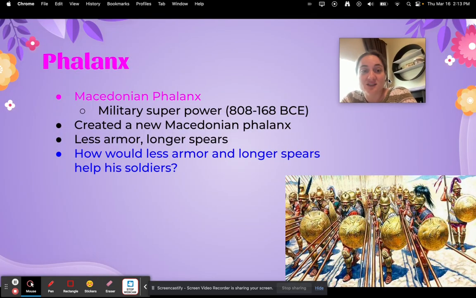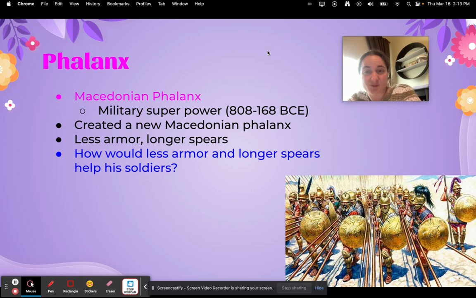All right, and then there's the Macedonian phalanx, very similar but slightly different. Macedonia was a very large military superpower from about 808 to 168 BCE, and it created something called the New Macedonian phalanx. The difference was that the soldiers actually had less armor, and they had longer spears. So here's my question: how would less armor and longer spears help soldiers?